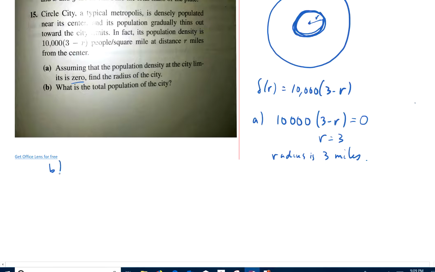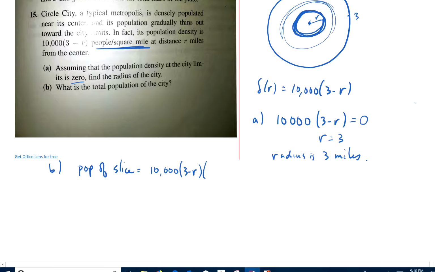Okay, B. What's the total population of the city? Well, what is the population of the slice? And then I can integrate from 0 out to 3 and get all of these slices added up. Okay, so the population of the slice is 10,000 times 3 minus r people per square mile times how many square miles in the strip.